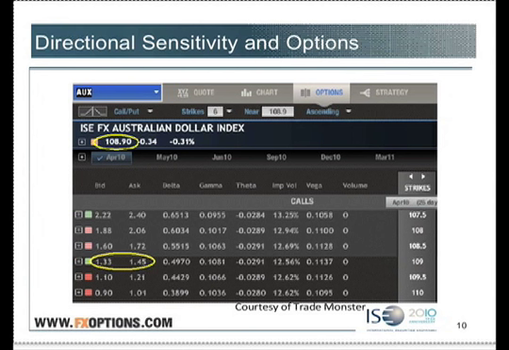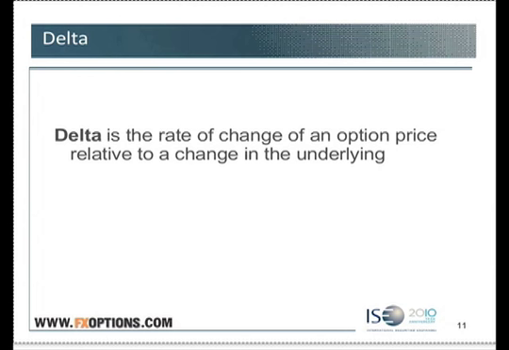Well, that's a good question. Now, it's kind of intuitive to think, well, obviously if the currency goes up, I make money on my calls, but exactly how much? Probably the answer is not exactly what you think. Now, here's how we answer this question. We need to look at the option's delta. Delta is the rate of change of an option price relative to a change in the underlying currency.